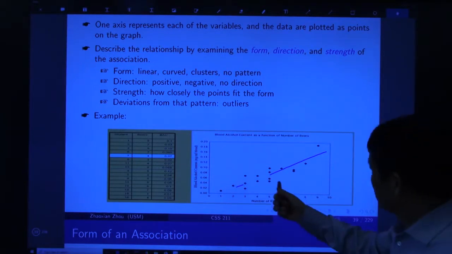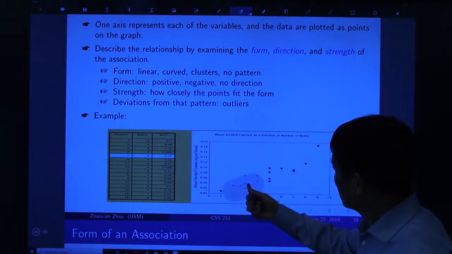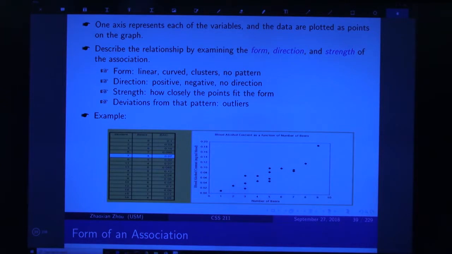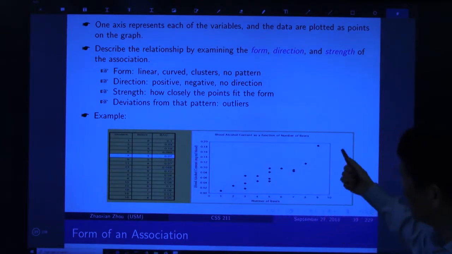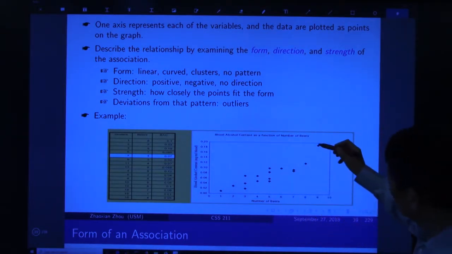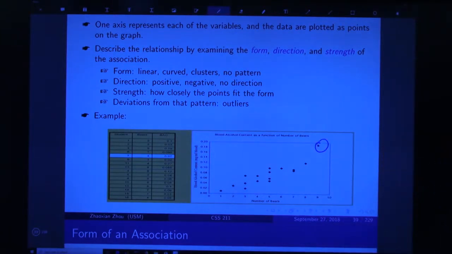Once we have this scatter plot, we can also check if there are any outliers. Outliers are defined as deviations from that pattern. So in this scatter plot, we can see this one may be an outlier.